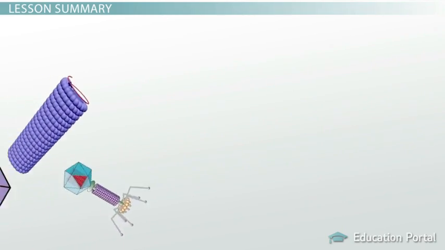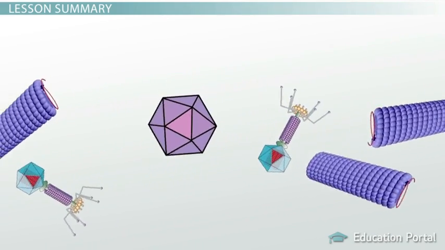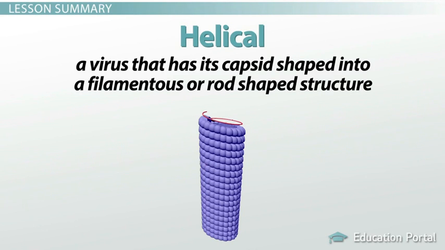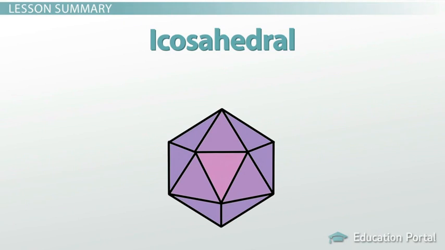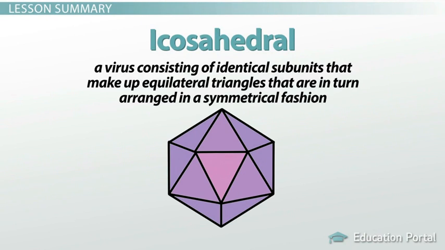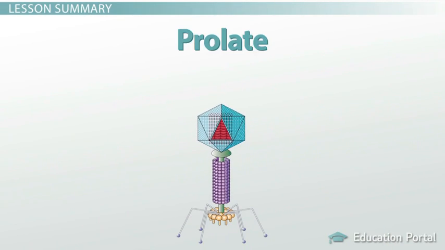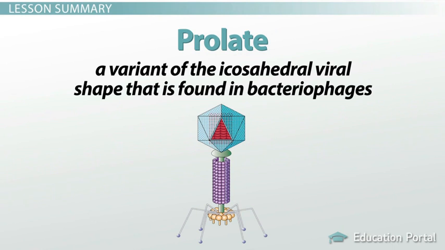Well, now that it's the tail end of this lesson, let's simplify the main points. A helical virus is a virus that has a capsid shaped in a filamentous or rod-shaped structure that has a central cavity that encloses its nucleic acid. An icosahedral virus is a virus consisting of identical subunits that make up equilateral triangles that are in turn arranged in a symmetrical fashion. A special type of icosahedral shape, called a prolate, is a variant of the icosahedral viral shape and is found in bacteriophages.